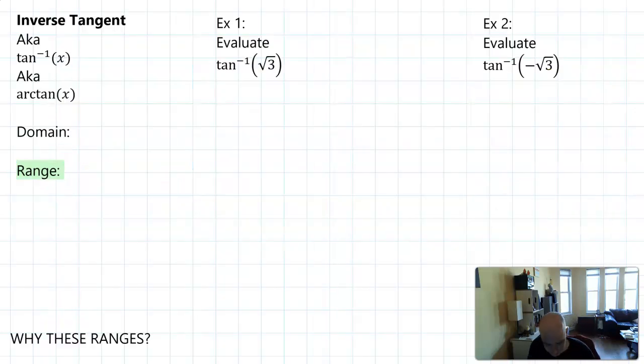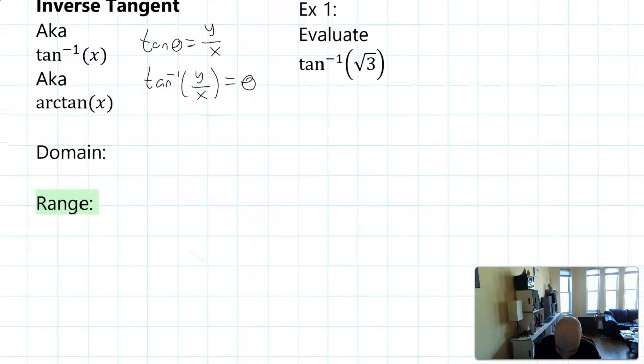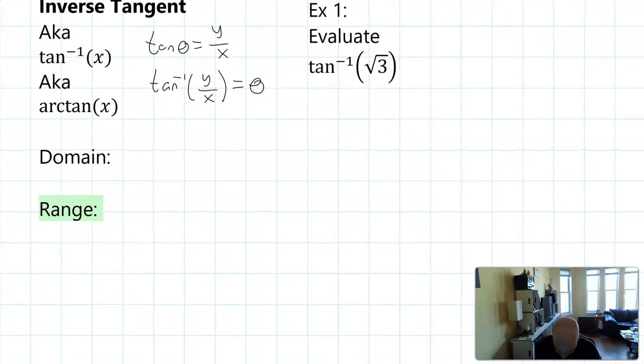The last inverse trig function that we really care about is inverse tangent. So in coordinates, tangent of theta is defined as y over x. So the inverse tangent will take in y over x's and output angle thetas. Interestingly, that means that the domain of inverse tangent is actually all real numbers.